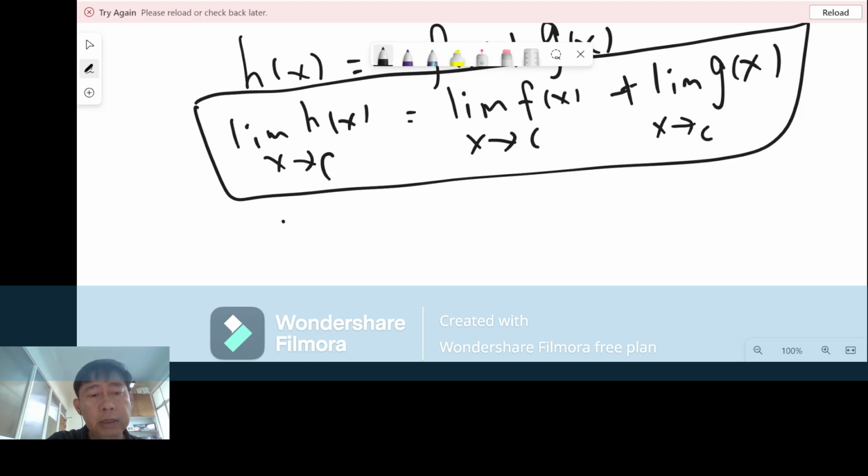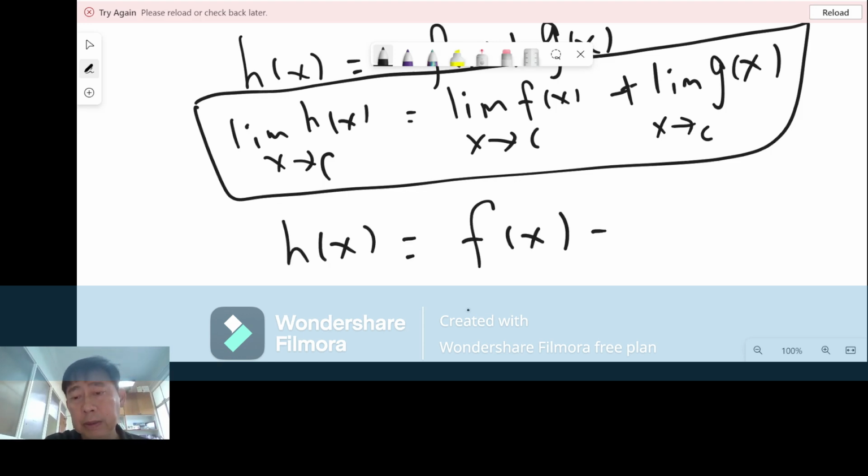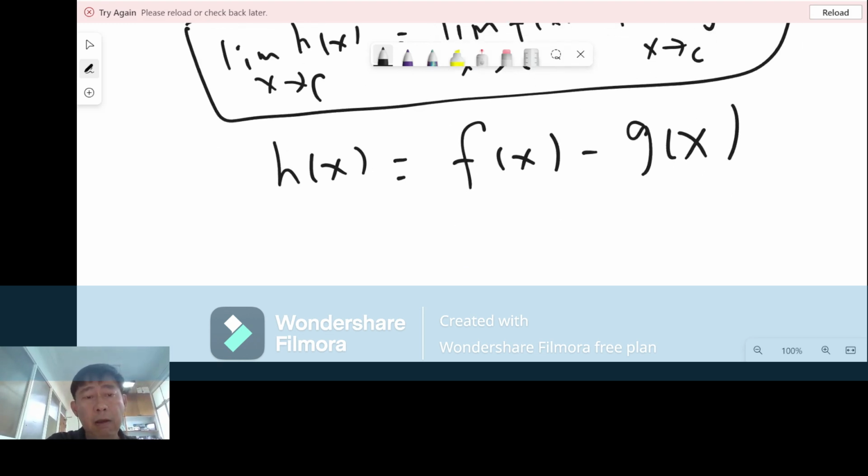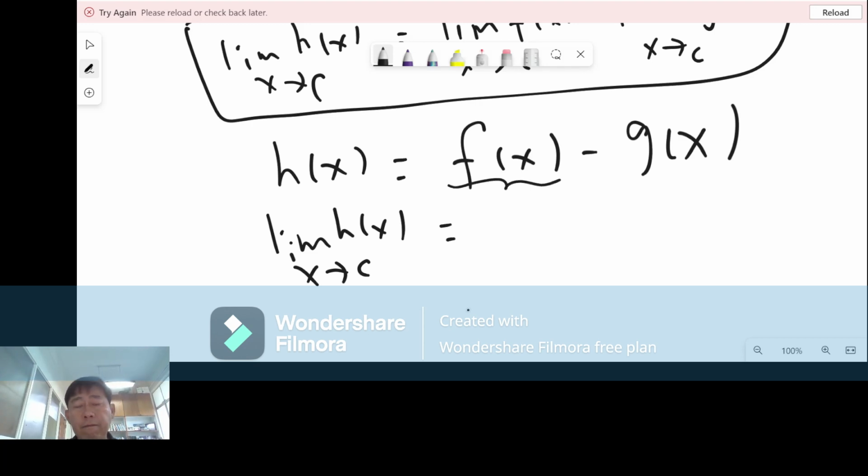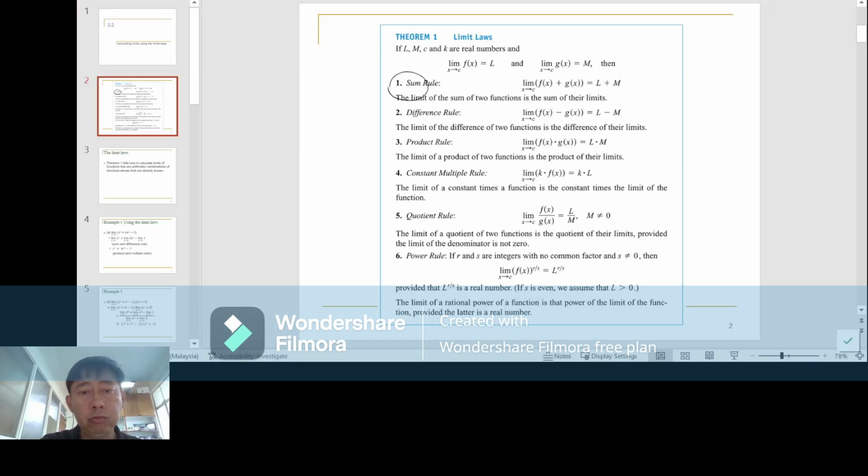Likewise, if you have another function which is formed by the difference between the two functions f and g, then the limit of h as x tends towards c is just the limit of the function f as x tends towards c minus the limit of the function g as x tends towards c. So this is just L minus M. This is what the first two rules say, the sum rule and the difference rule.